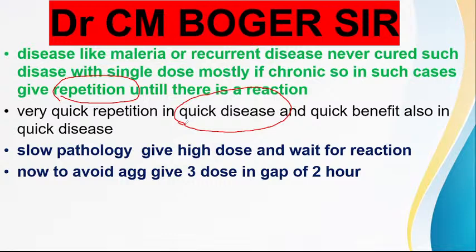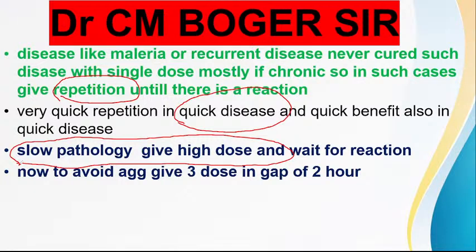Now according to Dr. Boger sir, in slow pathology, basically he used to give a high single dose and wait for the reaction, keeping the patient on placebo. Now what is a slow pathological disease? Like rheumatoid arthritis, vitiligo, these are slow pathological things. In these, Dr. Boger sir gave a single dose of high potency and kept the patient on placebo.